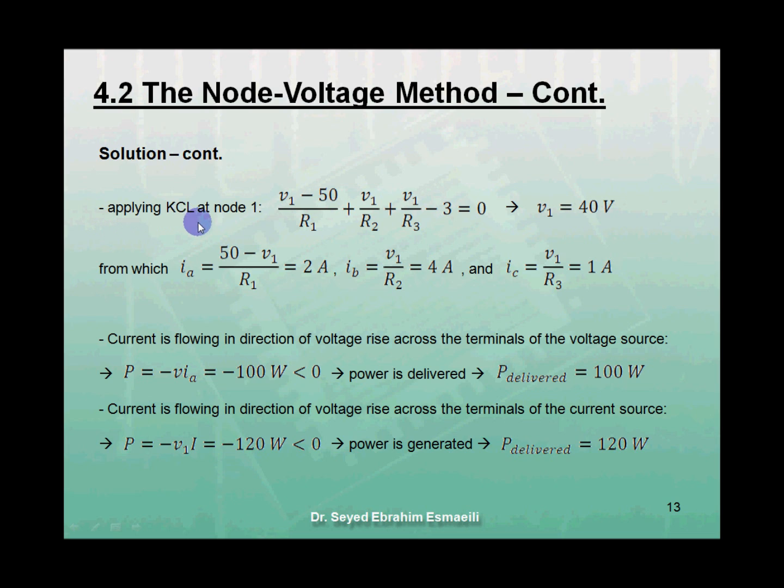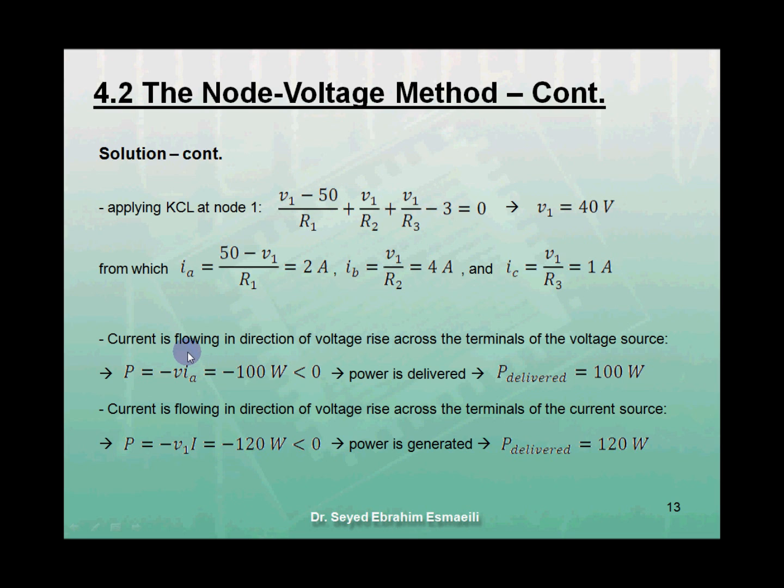By applying KCL at node 1, we obtain (V1 minus 50) over R1 plus V1 over R2 plus V1 over R3 minus 3 equals 0, which yields V1 equals 40 volts, from which IA equals (50 minus V1) over R1 equals 2 amps, IB equals V1 over R2 equals 4 amps, and IC equals V1 over R3 equals 1 amp.